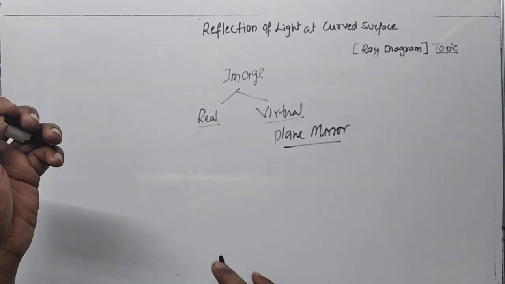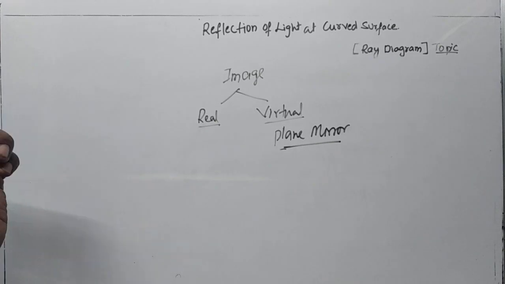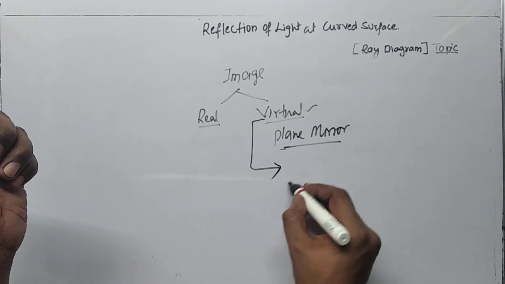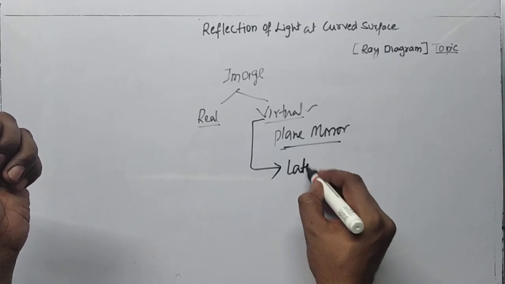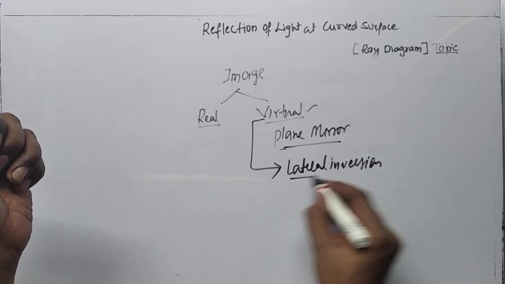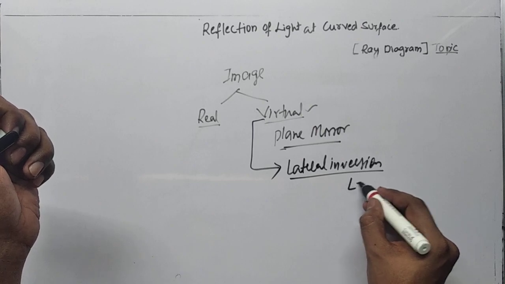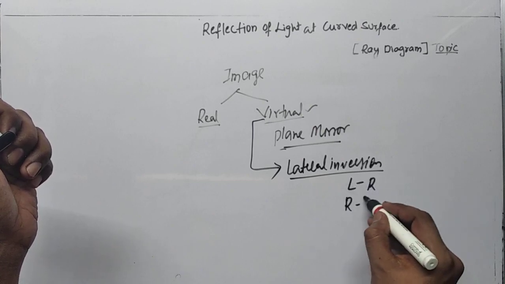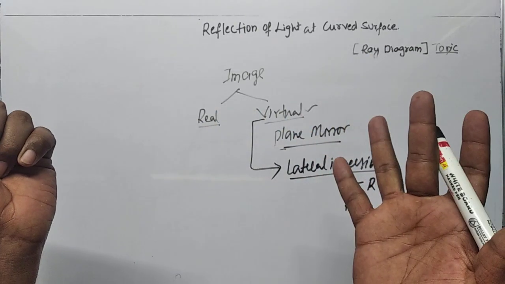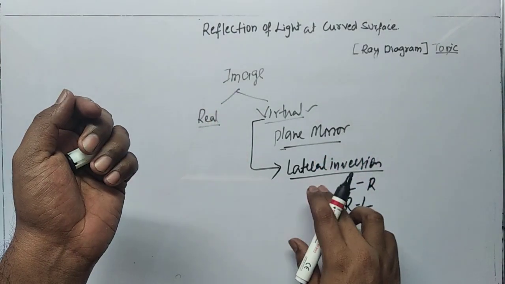But there is a small difference. The image found on the mirror is known as virtual, and the virtual image has a characteristic: it will show lateral inversion. So what is lateral inversion? Lateral inversion is nothing but the appearance of an object where the left side is seen on the right and the right side is seen on the left. Suppose you have placed your right hand, it will appear like a left hand in front of the mirror. That is lateral inversion.